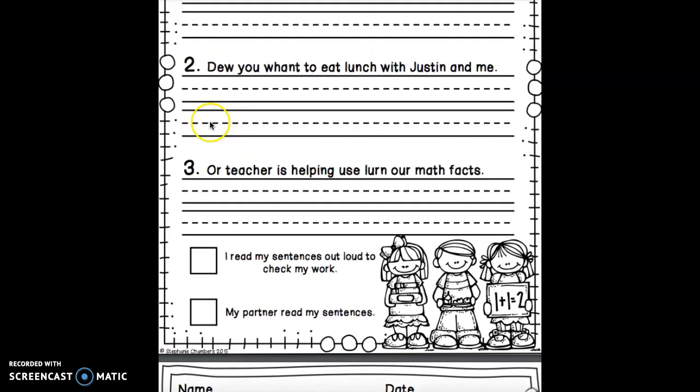And number 3, our teacher is helping us learn our math facts. Do your checks and rewrite with it written correctly on the line. You're going to do the same thing. Reread your 3 sentences you rewrote to be sure that you didn't miss any errors.